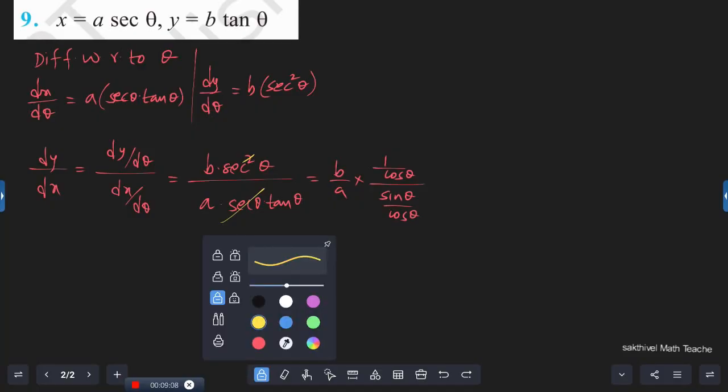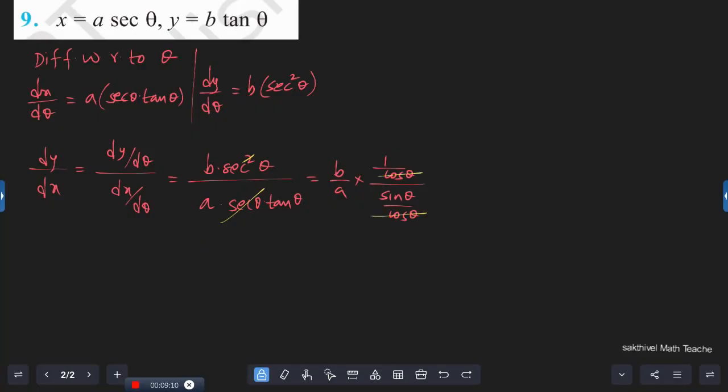So the cos in the numerator and denominator cancel. Then what am I getting finally? B by a into 1 by sin theta. What do you call 1 by sin theta? Yes, cosecant theta. That's it. So b by a cosecant theta you can write. Understand? This is question number 9.